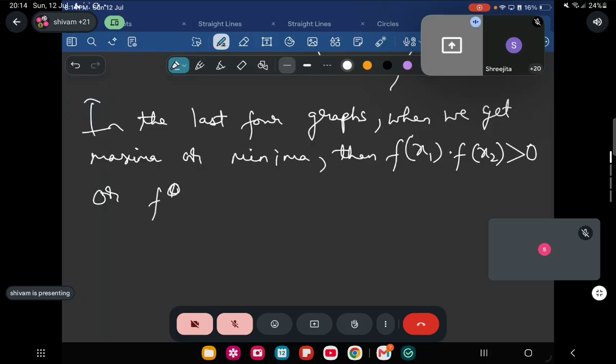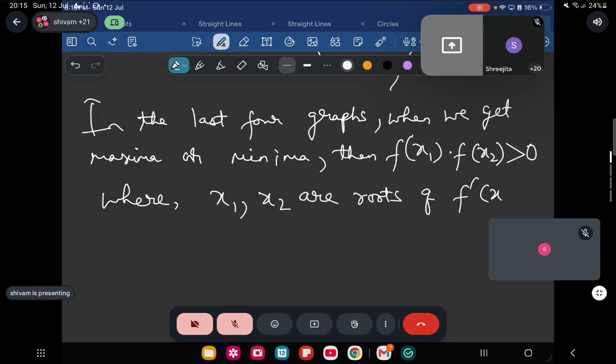or f of x1 into f of x2 greater than 0, where x1 and x2 are roots of f dash x. Tell me, are you people getting? Yes or no? If f of x1 into f of x2 is less than 0, that means they both lie on different sides of the x-axis. Okay, that means it will definitely intersect at 3 distinct points.